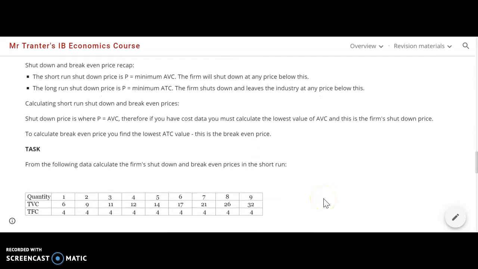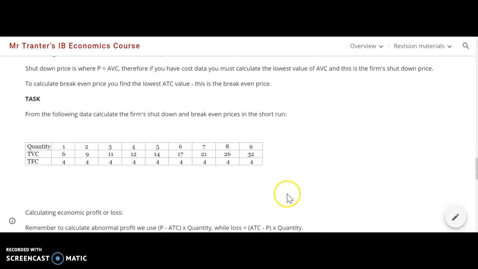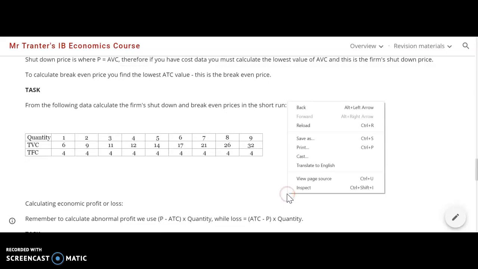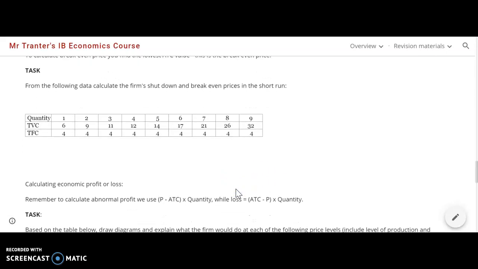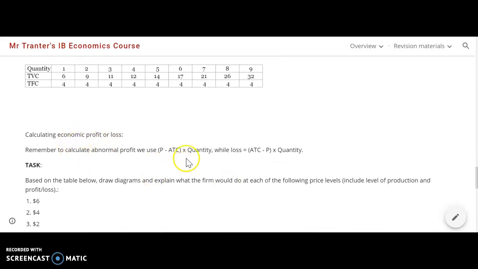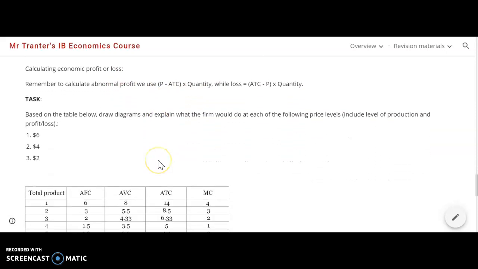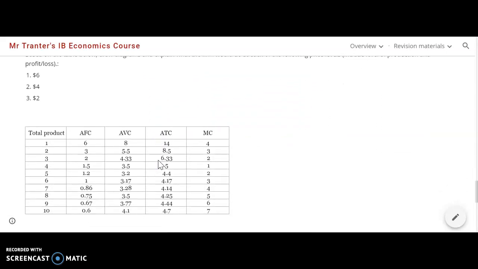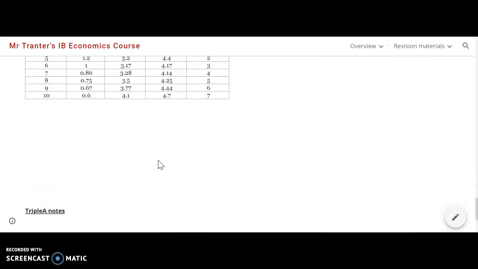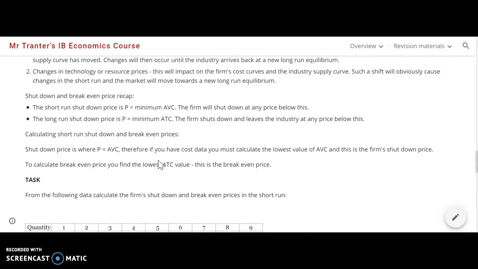So there's a task below which gives you some data and asks you to look at the firm's shutdown and break-even prices, and then obviously calculating economic profit or loss. We've already gone through this, and there are some tasks based on that, some calculations and some diagrams.